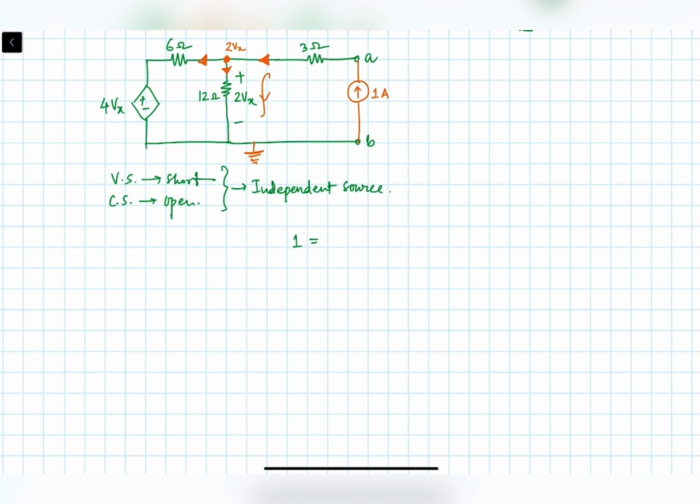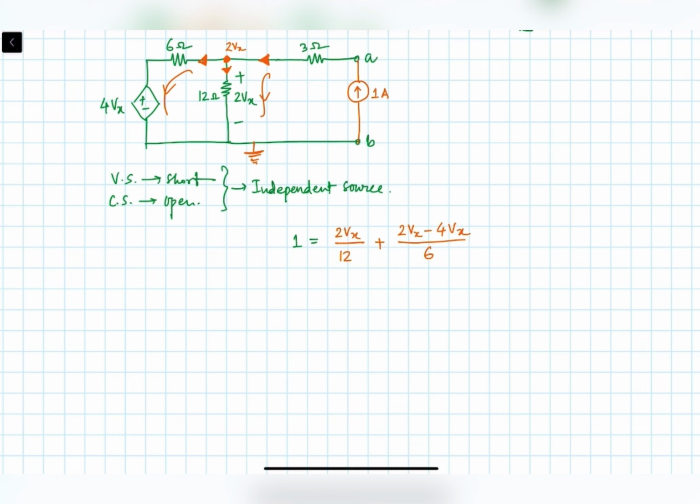in this path, will be 2Vx, voltage by resistance, 12, fine. And in the other side, like this path, the current will be, there is another 4Vx voltage source, so the voltage difference is 2Vx minus 4Vx, and by 6. Now if we change the current direction, then we have to take 4Vx minus 2Vx.